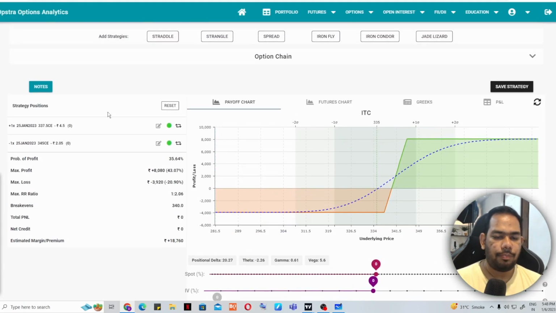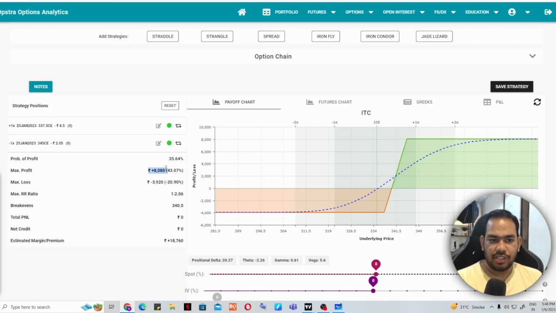We get a payoff in this manner where we see we will require near about 18,000 margin in this, and the max gain in this kind of spread could be about 8,000 rupees, and the max loss is near about 3,920, which gives us a roughly 1:2 kind of RR trade.